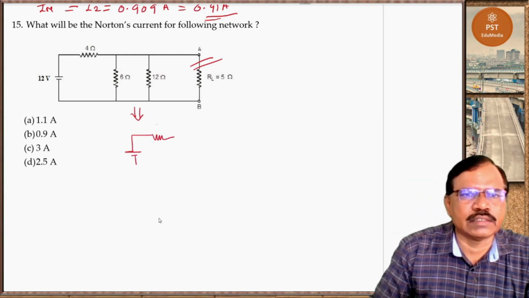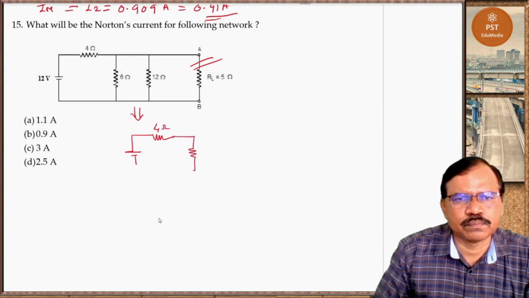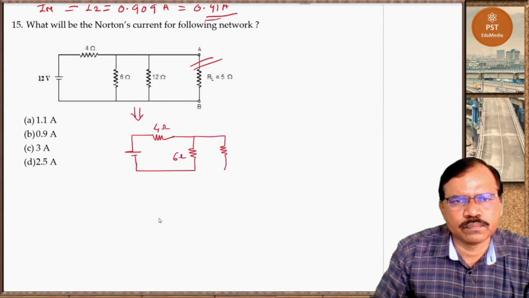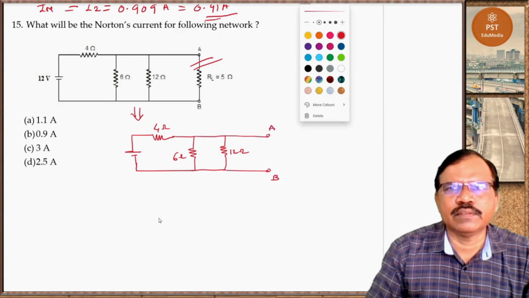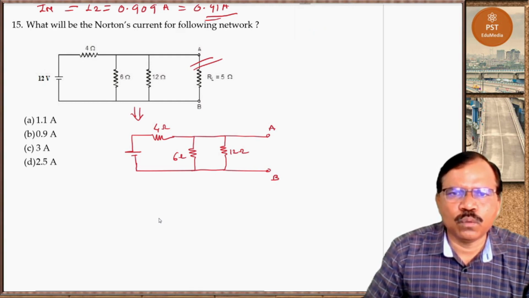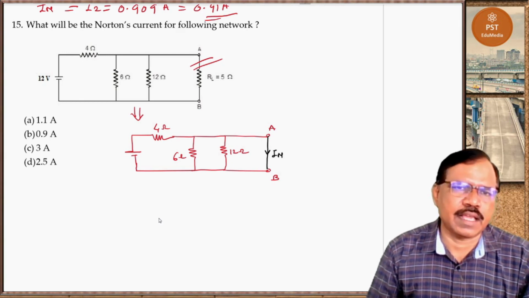The circuit becomes like 4 ohm, 6 ohm, 12 ohm, and now these are terminals AB. And here we have to short these two terminals. Then whatever current flows through this short, that is IN.